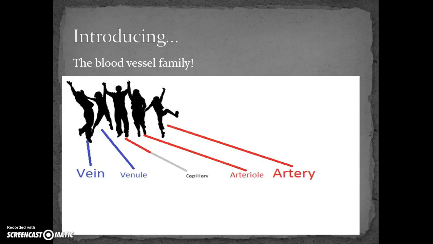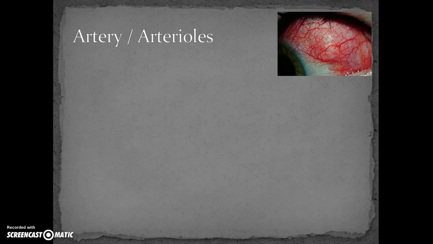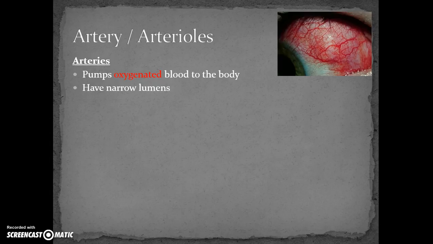Just by looking at the colours of them, you should be able to work out which is for oxygenated and which is for deoxygenated blood. Generally, as we said last week, the colour blue is for deoxygenated blood and the colour red is for oxygenated blood. Let's first look at arteries and arterioles. The first thing you need to know about arteries is they pump oxygenated blood around the body. That is the role of arteries.